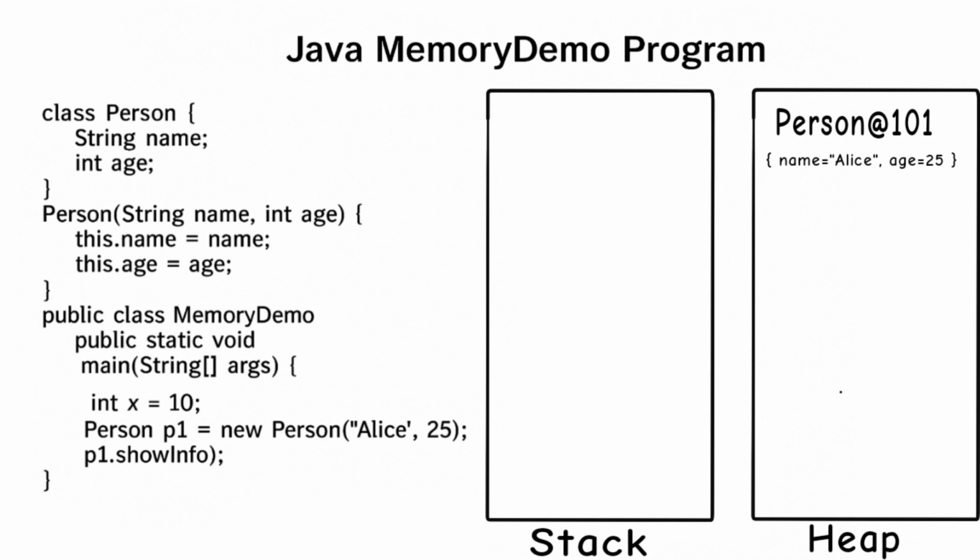The object in the heap still exists, but there are no references pointing to it anymore. At this stage, the object becomes eligible for garbage collection. Java's garbage collector will reclaim the memory automatically, keeping the JVM efficient. And that's how Java handles stack and heap memory during program execution.